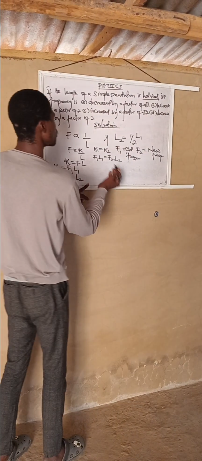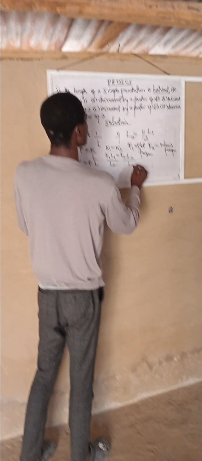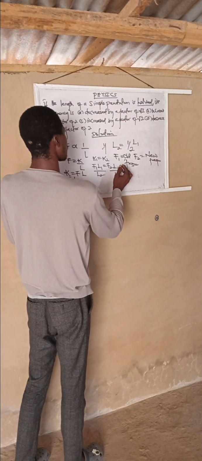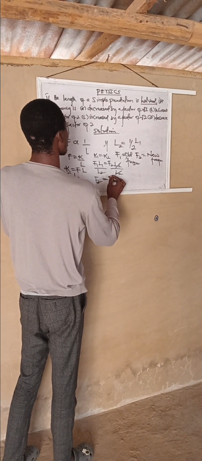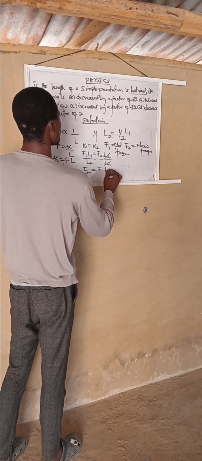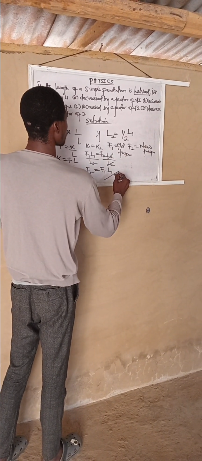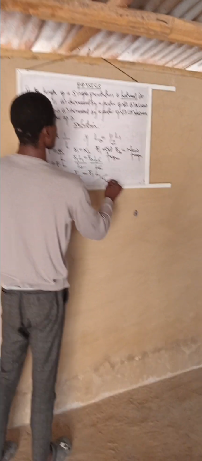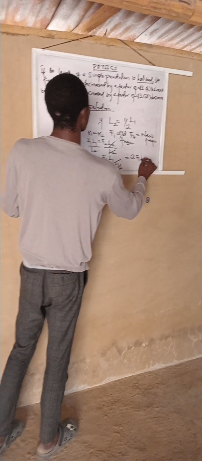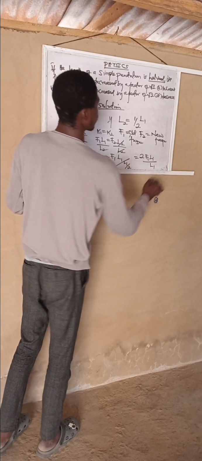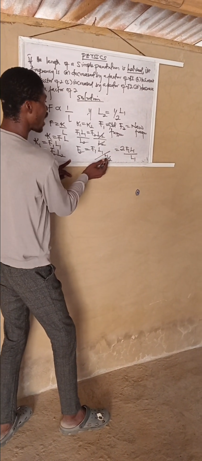So we now have, we can divide both sides by L2. So L2 will cancel here, and we now have F2 equals F1 L1 divided by L2. What is L2? L2 is L1 over 2. So I'm going to have F1 L1 divided by L1 over 2.